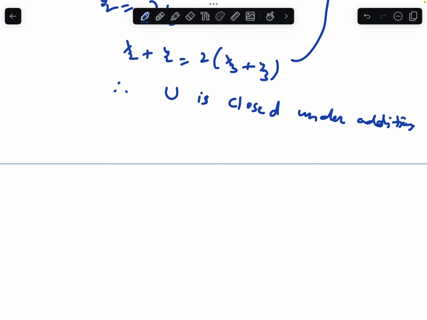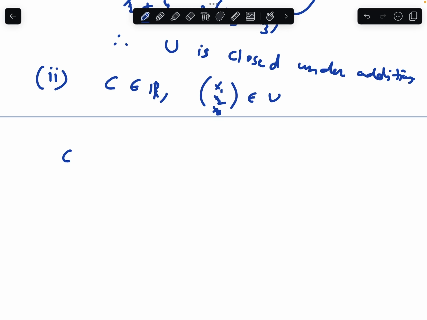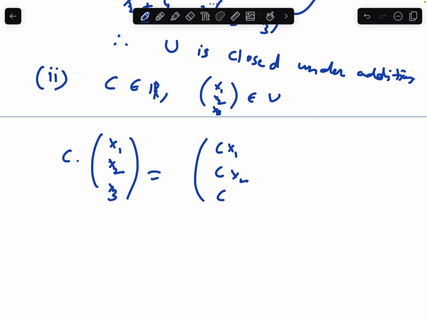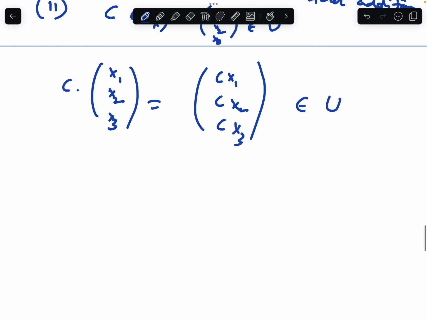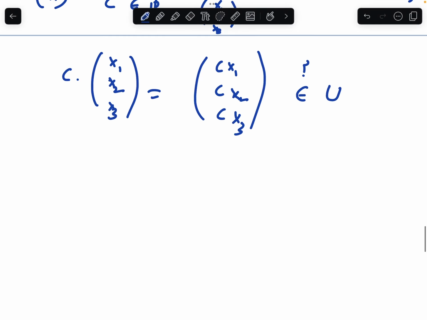Now we need to verify the second condition. What was the second condition? Take any scalar c and take any vector, let's take x1, x2, x3 inside U. Then c dot x1, x2, x3, that is cx1, cx2, cx3 should be inside U. Is this true? Let's see.